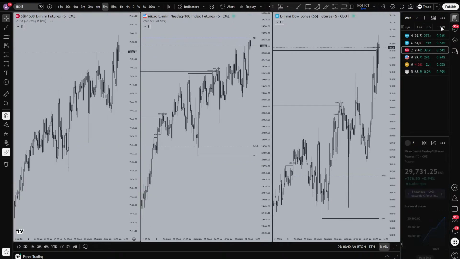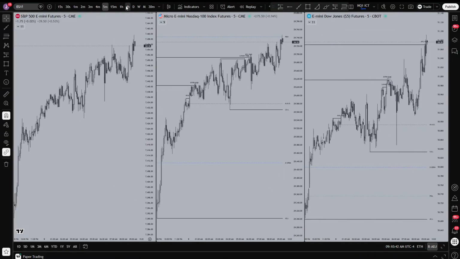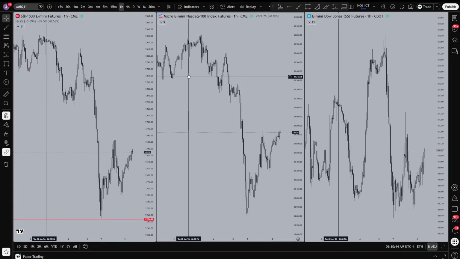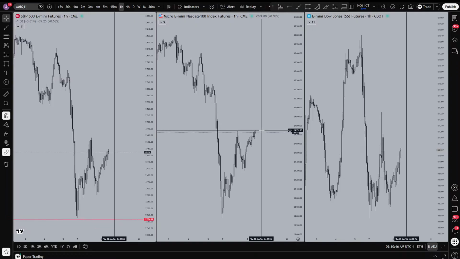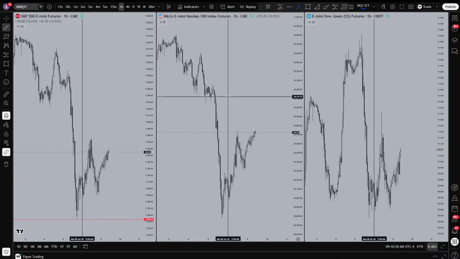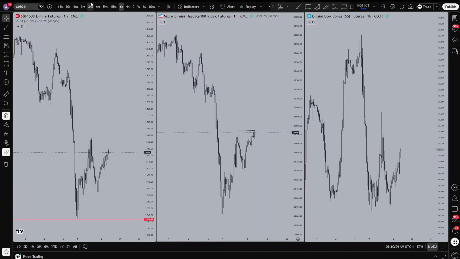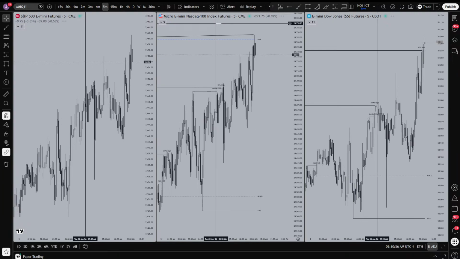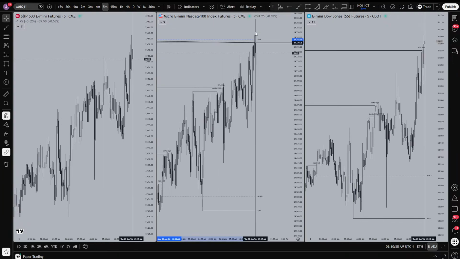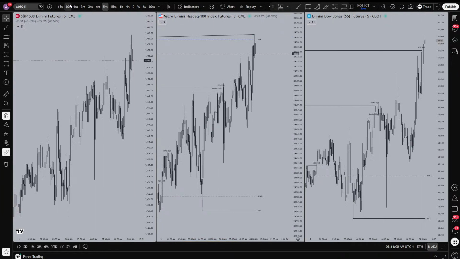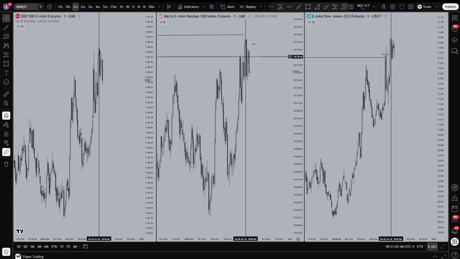Alright. Let's see. Do have some nice SMT right here. Oh, we just swept out previous day high here. This is previous day high.